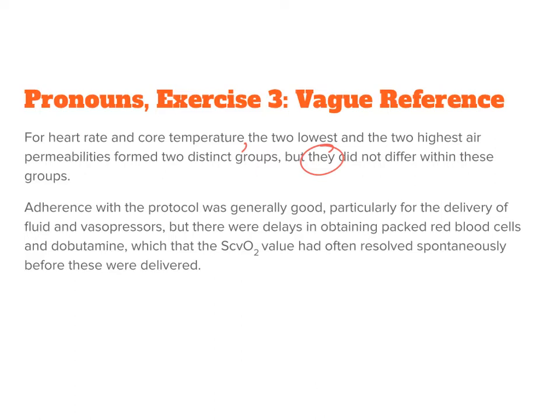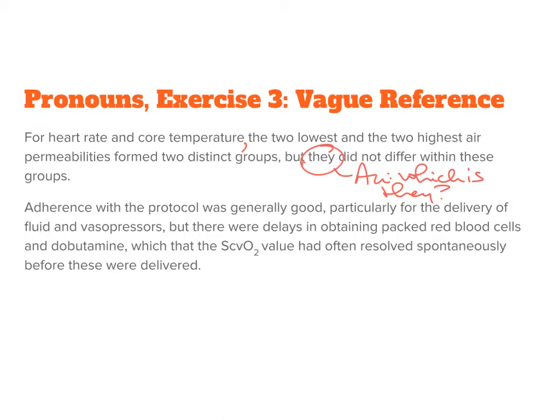You could take a guess and replace the "they" with the noun, but most likely you would query the author and ask, does this refer to heart rate and core temperatures, or does this refer to the 2 lowest and 2 highest air permeabilities? So just keep that in mind. You can always ask the author which one is meant. If you can't figure it out, a query is always a good way to ask that question.